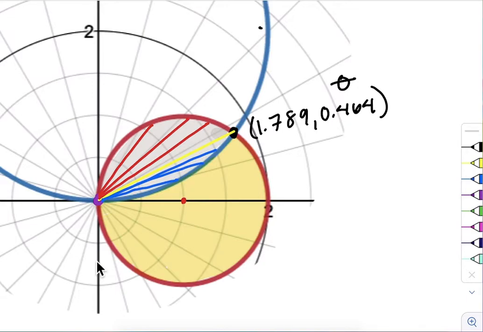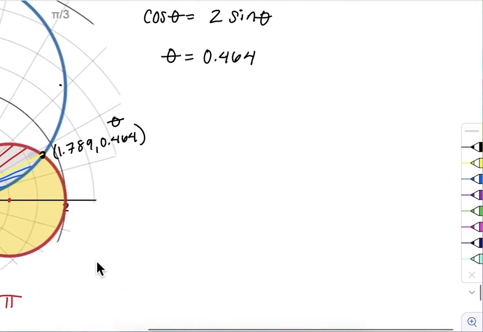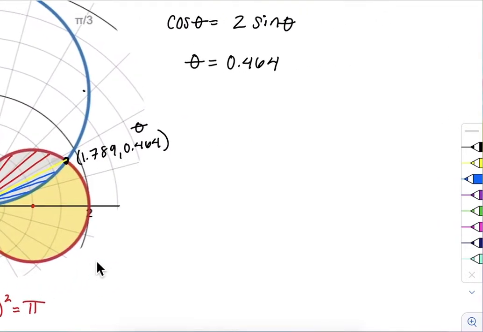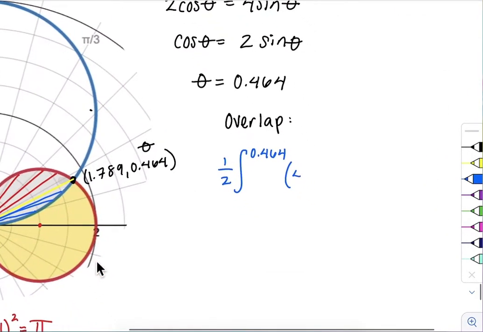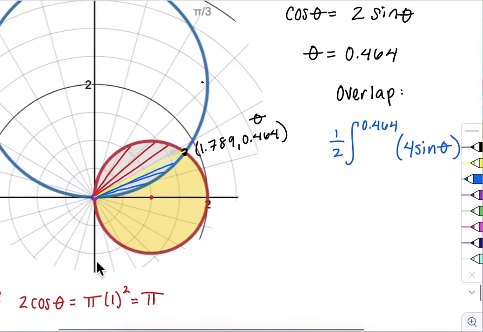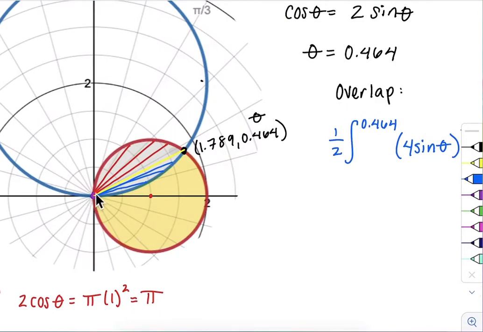So I actually need to know where the blue circle starts for that bottom part, and then I need to know where the red circle ends. So we're going to start this out with blue. Let's see, my overlap, label what we're doing. My blue integral is going to be first. It's going to be 1/2 the integral, and I'm going out to that 0.464 spot. And I know that the blue curve is 4 sine of theta, and I'm going to square that. I just need to figure out where this starts. I'm pretty sure it starts at 0.